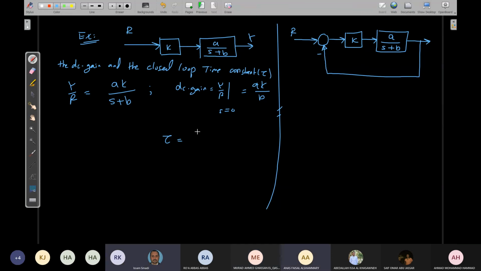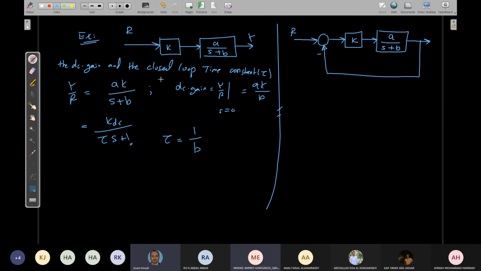Oh, 1 over B. Thank you, 1 over B. Yes, because if I need to find the DC gain and the time constant, I must write it in terms of KDC over tau S plus 1. So KDC is equal... I need to put this value equal to 1. I must divide by B. So KDC equals AK over B, and the time constant equals 1 over B.